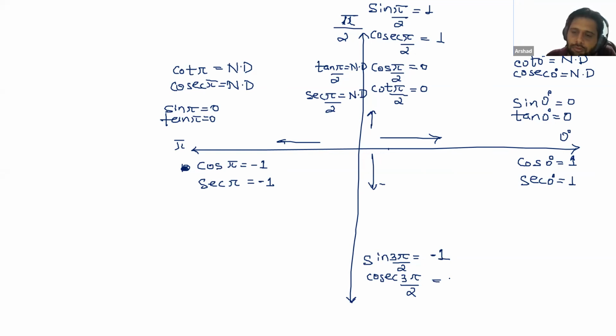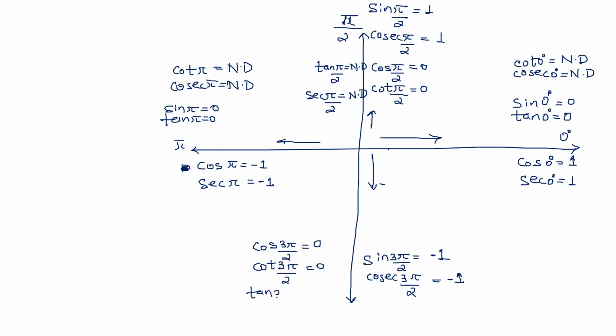What is cosec 3 pi by 2, Abdul? Again, minus 1. The lower part will become negative. So whatever value you have positive in the upper part, that is at pi by 2, the same value will become negative in the lower part. The rest of the values remain the same. For example, cos 3 pi by 2, what is the value? 0. Good. Next is cot 3 pi by 2? 0. Very good. Next is tan 3 pi by 2? Not defined. Sec 3 pi by 2 is what? Not defined. Okay, so please remember this table.